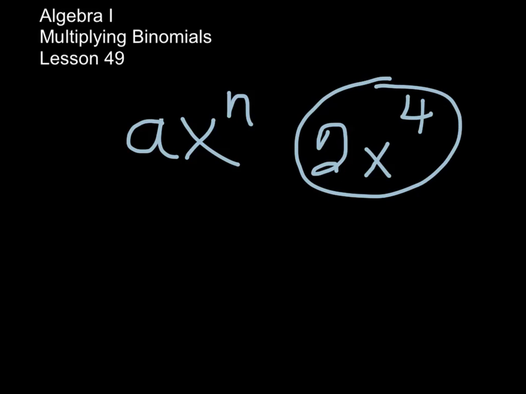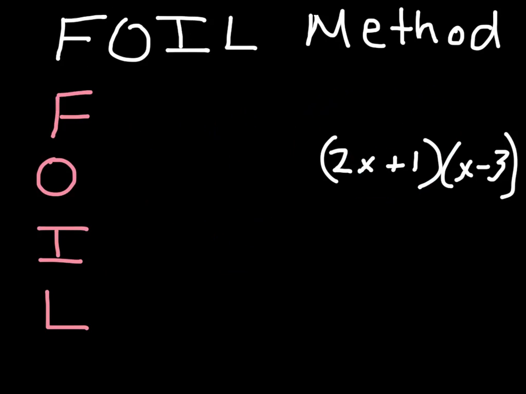Now, when we have a polynomial of two terms, maybe we have x cubed plus 2. So in other words, I have two terms here. Remember, this is called a binomial. And that's what we're talking about today, is when we're multiplying two binomials. So let's take a look at how we do this.